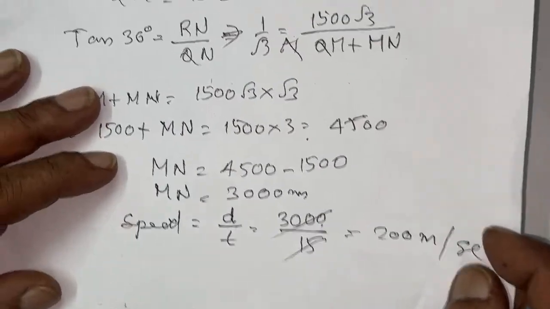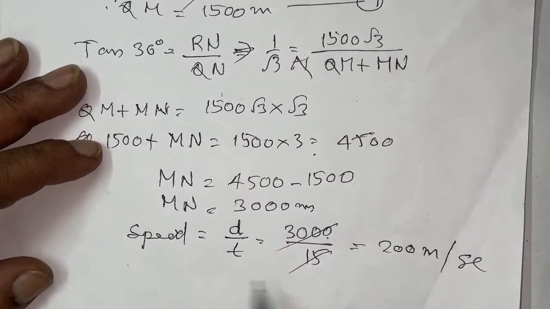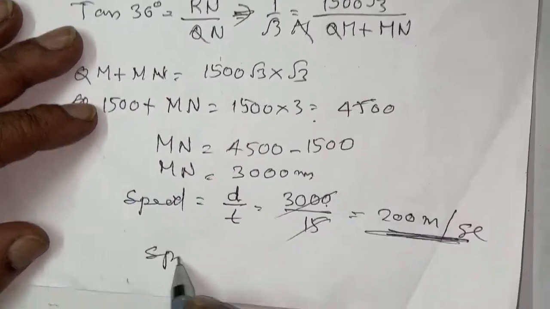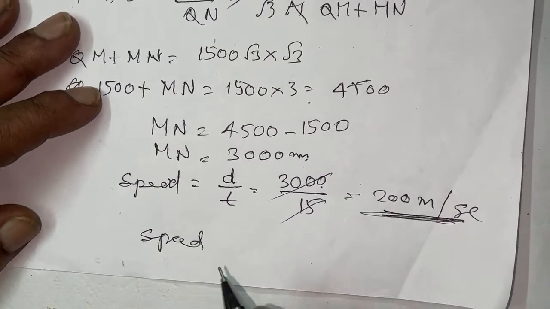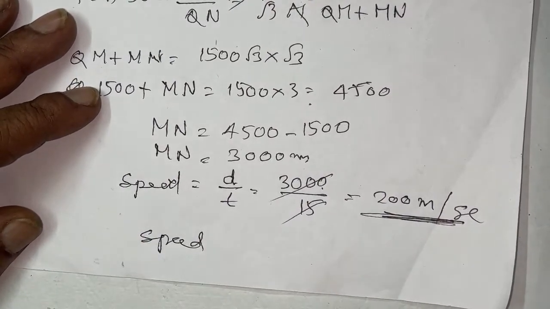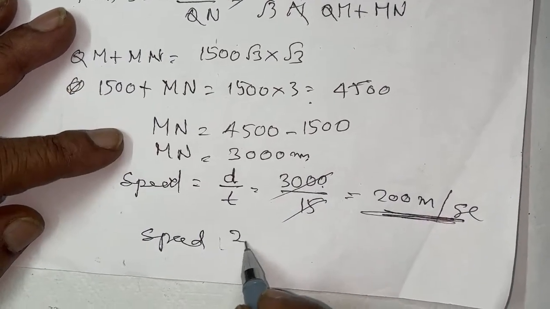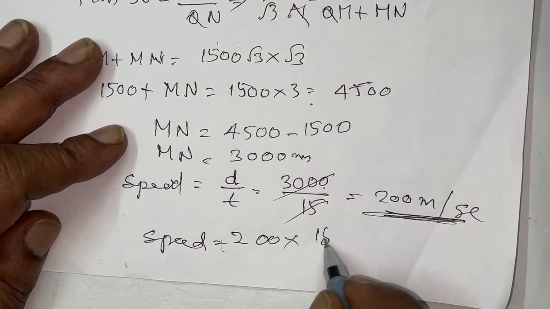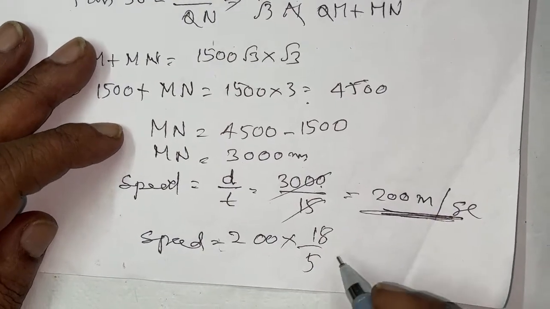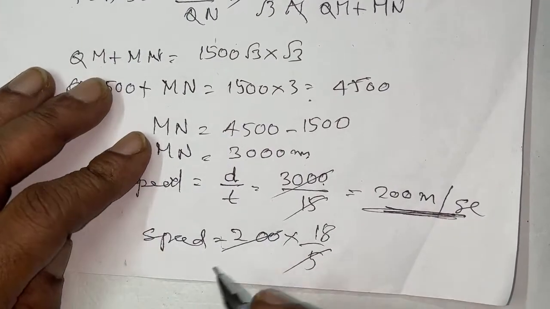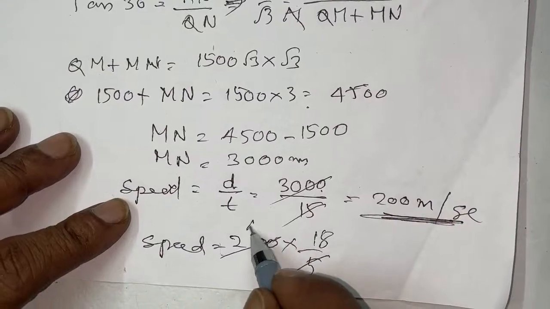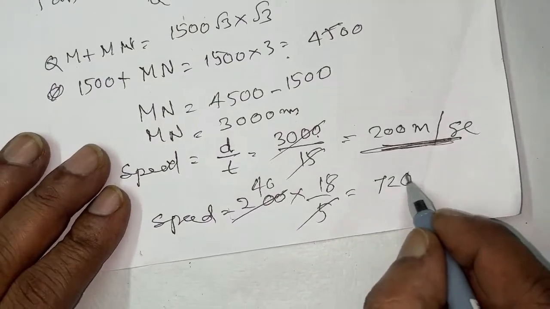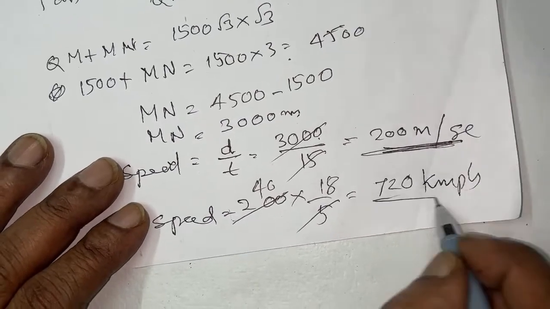You can see here, we want to change the speed from meters per second into kilometers per hour. It is just a simple rule: 200 is equal to 200 into 18 by 5. Here 5 goes into 200 forty times, I think. So now we'll get 720 kilometers per hour.